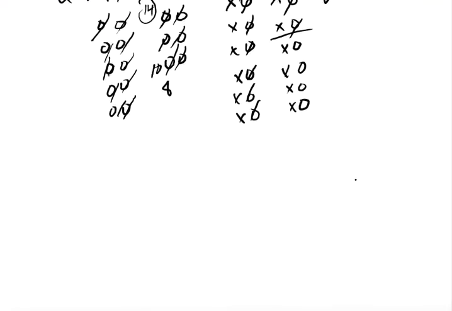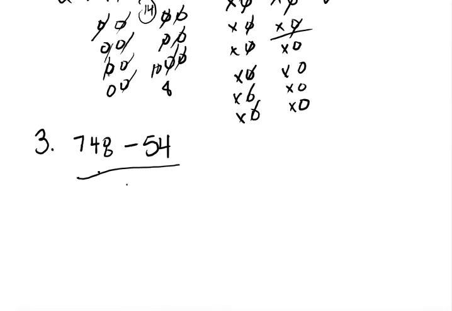Let's look at number 3. Number 3, I have 740. Oopsie, sorry about that. I'm writing up in the sky here. For number 3, I have 748 minus 54. Well, integer chips would work. It would take forever. So based on that, I would say they don't work.